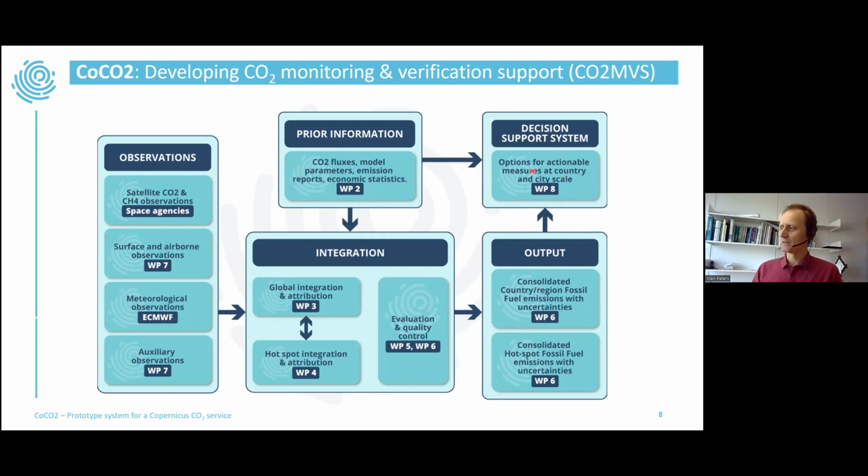And probably one of the most important parts, which is just a small little box, a little bit downplayed, I think, is a decision support system. And this is really where the user services link in. So all this information here feeds into this decision support system where we hopefully get utility out of the work. And this is something that I work on in the COCO2 project, and I would argue needs a lot more attention.